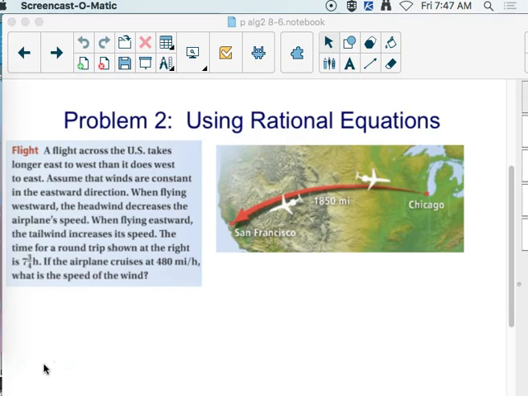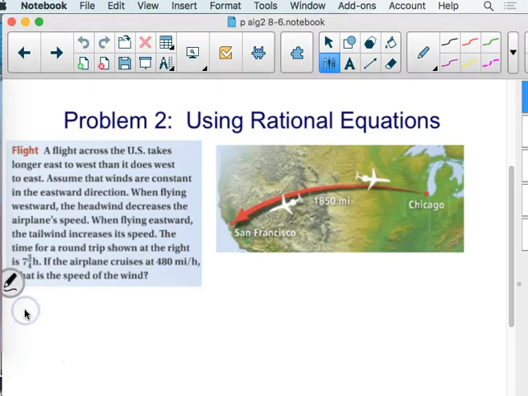Well, it must be the wind. So with one of the directions they're going, the wind must be behind them, helping them, pushing them a little bit. And with the other direction, it's fighting against them. So it says assume that the winds are constant in the eastward direction. Okay, so from west to east, from San Francisco to Chicago, this is when they're going to get pushed. Right there. Because they're in an eastward direction.